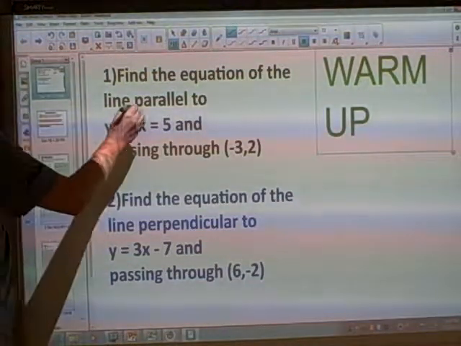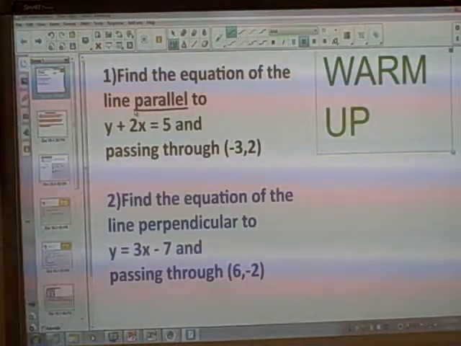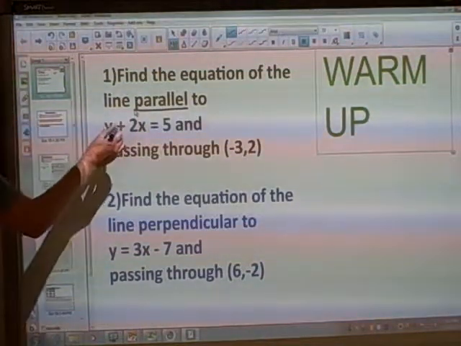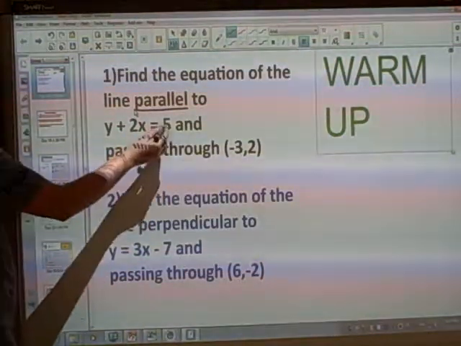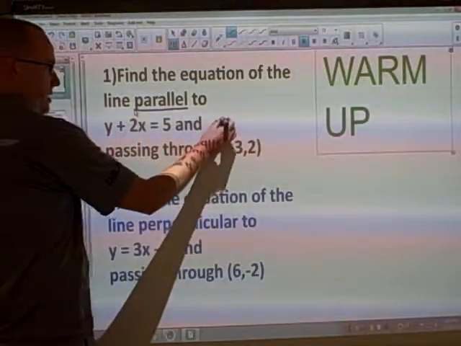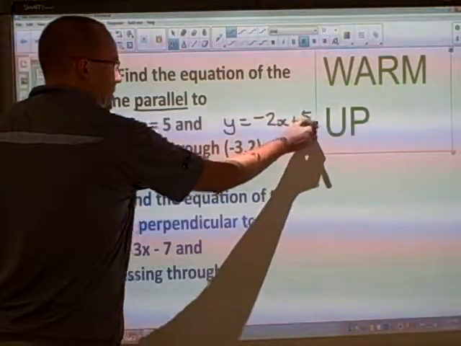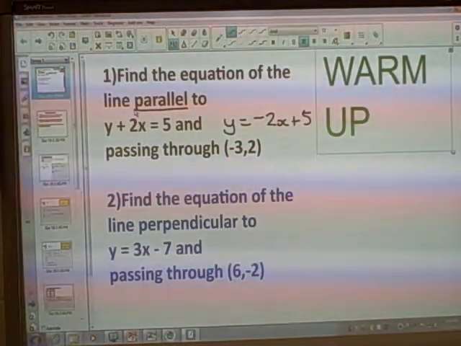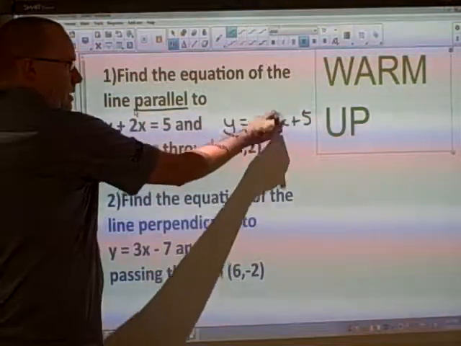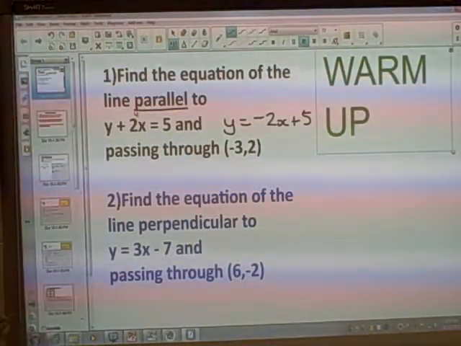So when we're finding something that's parallel like this, it means it's got the same slope. So first of all, we need to find what is the slope of this line. Now, this is not in slope-intercept form. So if we rearrange this, we get y equals negative 2x plus 5. And then once it says y equals, we can find the slope just by looking here. So the slope for this is negative 2.